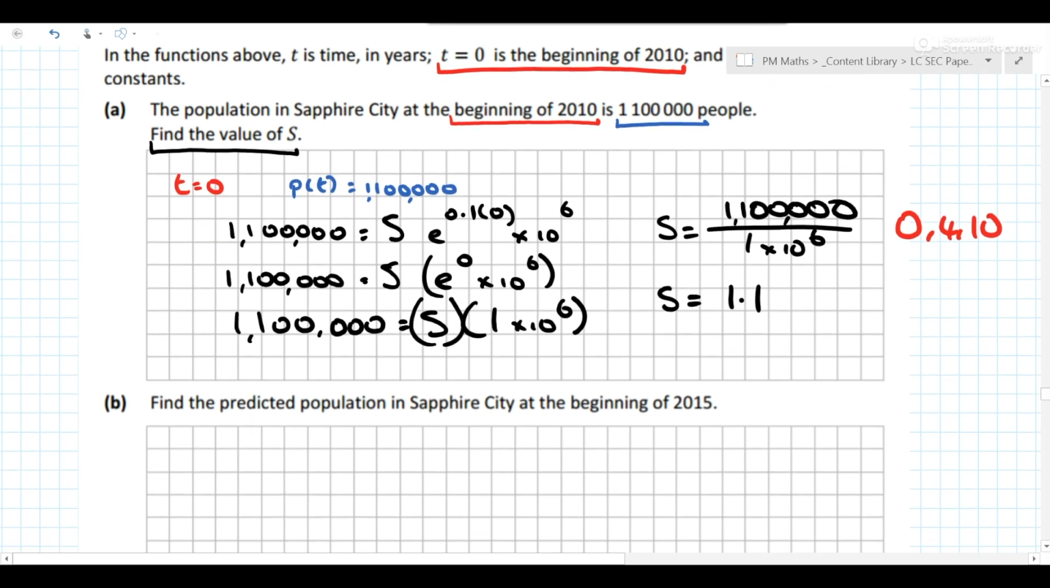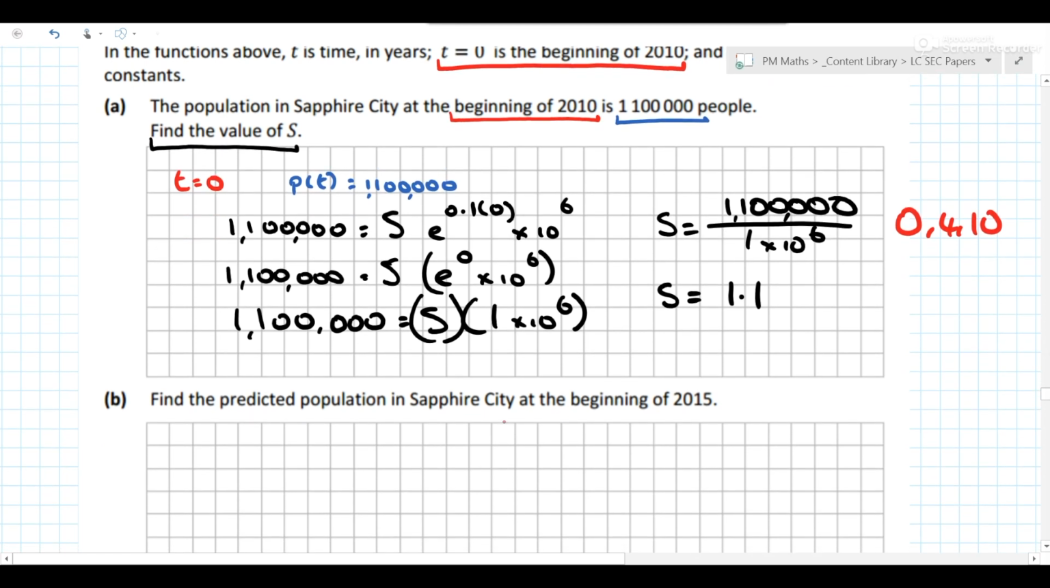Find the predicted population of Sapphire City at the beginning of 2015. So, really important, now that we know a new piece of information, to write down that P of t is equal to 1.1 times e to the 0.1 t, and then it is multiplied by 10 to the 6. You can leave that out in a bracket out front if you want. That's what the s was. Now we know what s is.